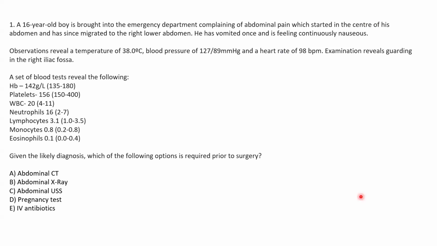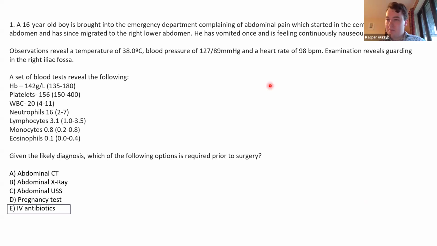So, can you make a clinical diagnosis and give IV antibiotics? That is very much correct. Well done. This patient, we have typical history and examination, neutrophilia, therefore the diagnosis is made, and you can give antibiotics in preparation for surgery.